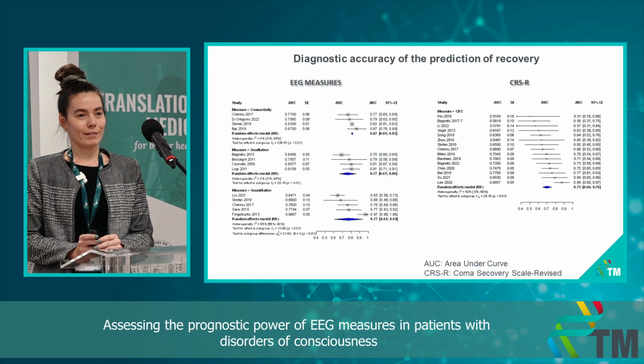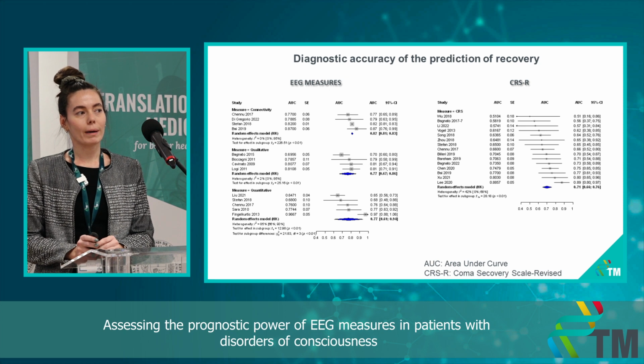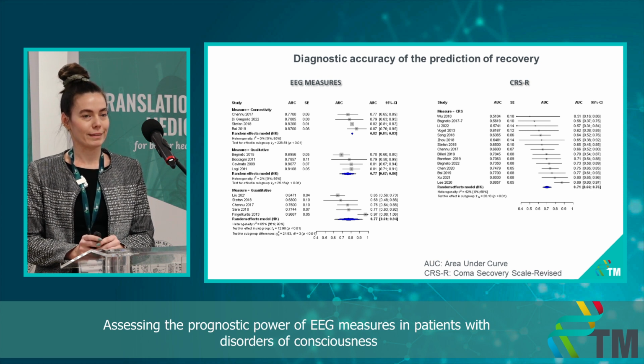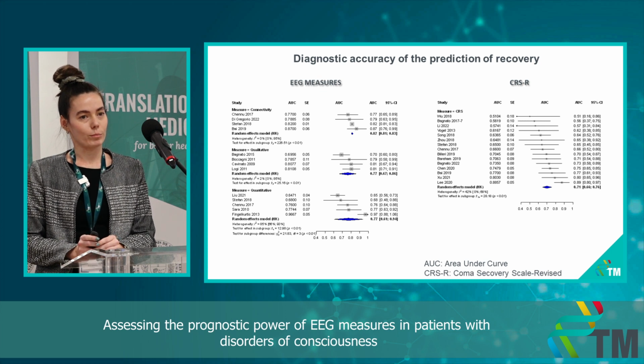These are the preliminary results, the main results of the meta-analysis about the diagnostic accuracy of the prediction of the recovery. The effect measure was the area under the curve. And we could see that between the EEG measures, the best AUC was of the connectivity measures with 82%. The qualitative and the quantitative measures were the same, 77%, while the CRS-R scale, the behavioral scale, performed at 71% diagnostic accuracy.